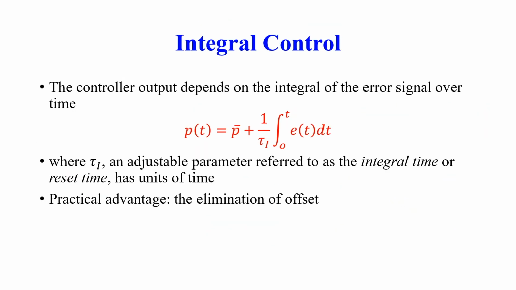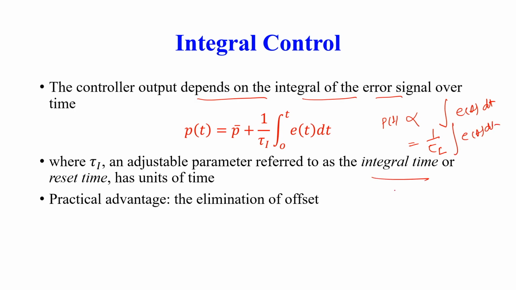Now, the next controller is the integral controller. It says the controller output depends on the integral of error. So, P(t) is proportional to the integration of E(t) dt, and here the proportionality constant we write as 1 upon tau I, and tau I is referred to as the integral time or the reset time. So, what is the advantage? As it is integrating the error, it eliminates the offset value.